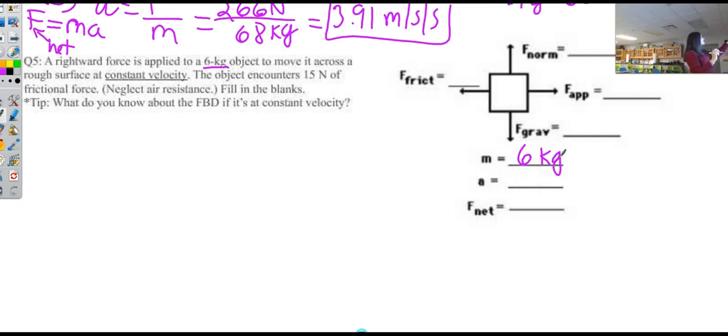Then it says it moves across a rough surface and it's at constant velocity. That's going to be important. It encounters 15 newtons of frictional force. So that's my FF is 15 newtons. Perfect. Neglect air resistance and fill in the blanks.